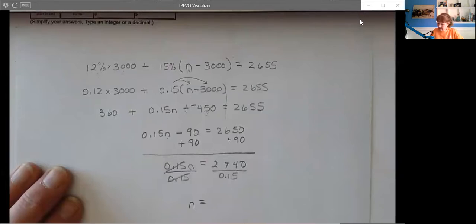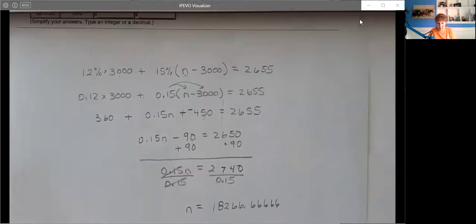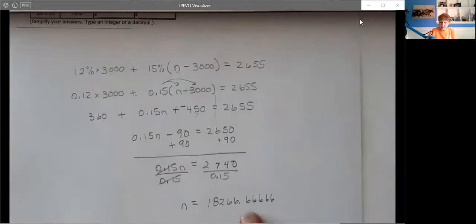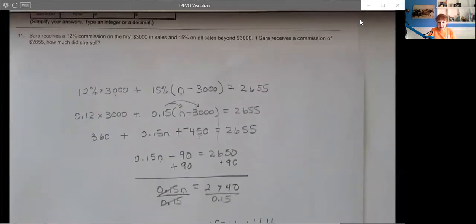Because I wanted it to come out to be a whole number, but it didn't. All right. So we come up with 18266.66. Okay. And so what we're going to do is go back to the answer and ask, what do they want us to do with this 0.6666? All right. And it's 18,000.